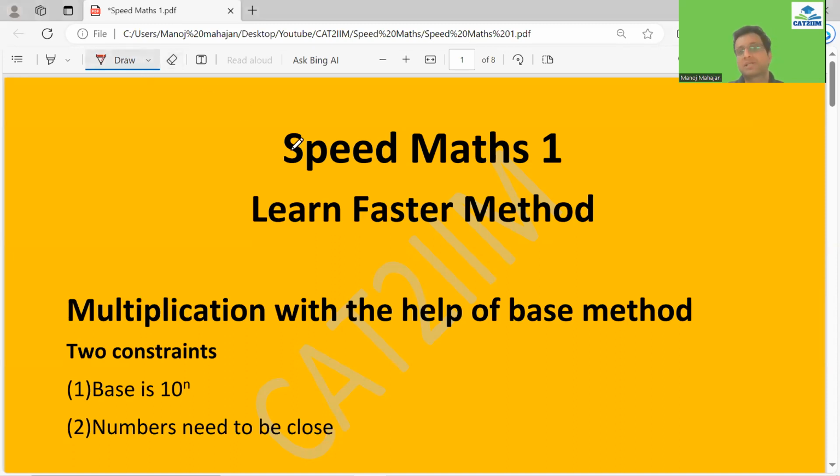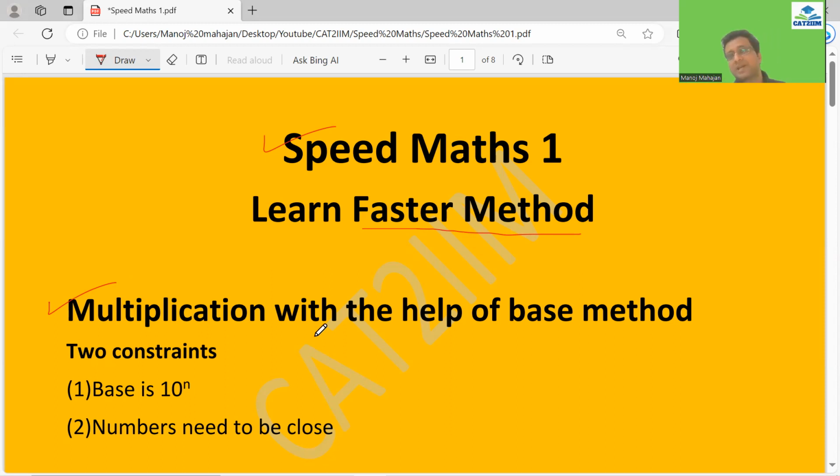So today the focus is Speed Maths 1, where of course you're going to learn the faster method. The topic highlighted over here is multiplication with the help of the base method. Make sure that you watch the video till the end so that you also learn a superb trick shortcut in the same method. But in that case, we're going to look forward to a specific case. So first, let's understand this method.